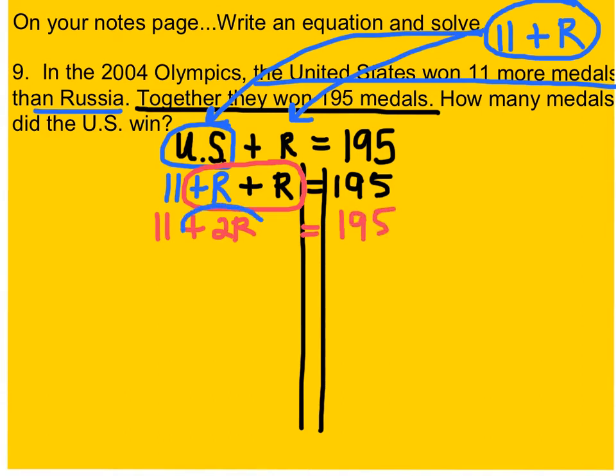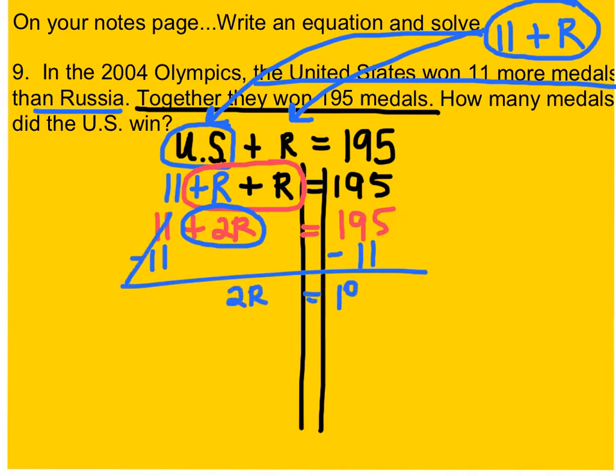All right, so here's our term with our variable. We are going to get rid of the 11 first, so we're going to subtract 11. 2R is equal to 184. And then divide by 2. So R is equal to 92 medals.